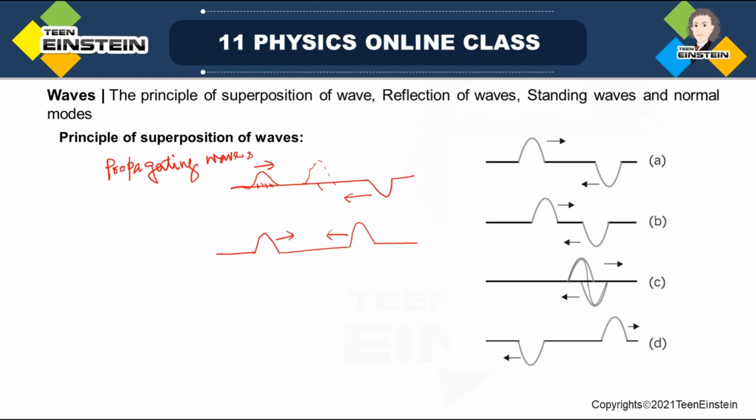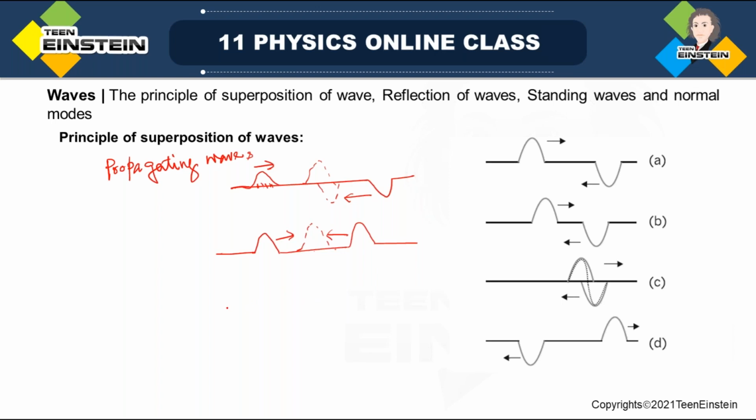One overlaps like this, and the other one, in this case, suppose overlap will be this. Both of them will overlap at the same place. So what will be the displacement of this element of the string? This can be obtained from the principle of superposition of waves.